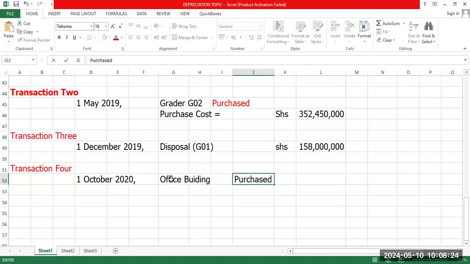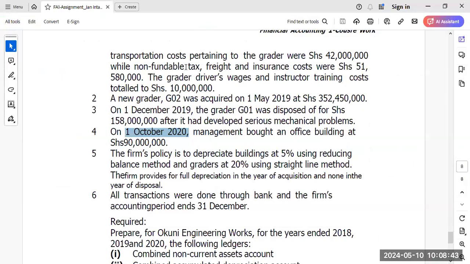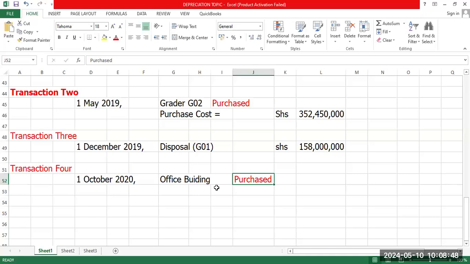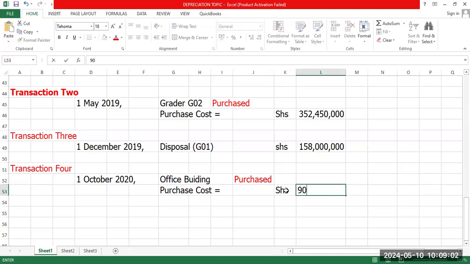Colleagues, don't look at this in terms of taxation. Look at this in terms of accounting. Tax experts here, don't start thinking about IBD. No. And the amount is what? The amount is actually the purchase cost, 90 million.